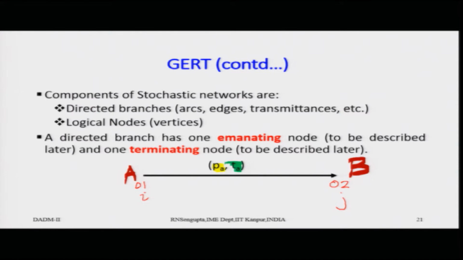There would be logical nodes, also called vertices, based on which you will proceed from which direction to which direction it will go. It will have a flow, and we will consider it from my left to the right. If you are considering from your side, it will be from your left to the right. A directed branch has one emanating node from where it starts, to be described later on, and one terminating node, to be described later on, which we will discuss: how it starts and how it finishes.